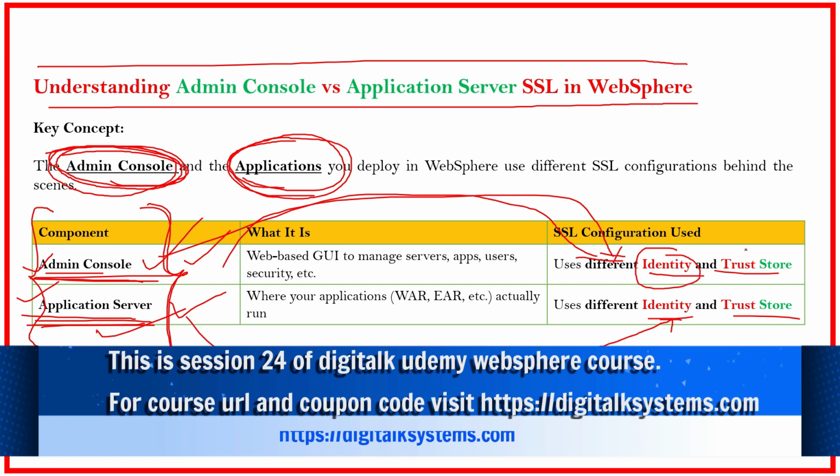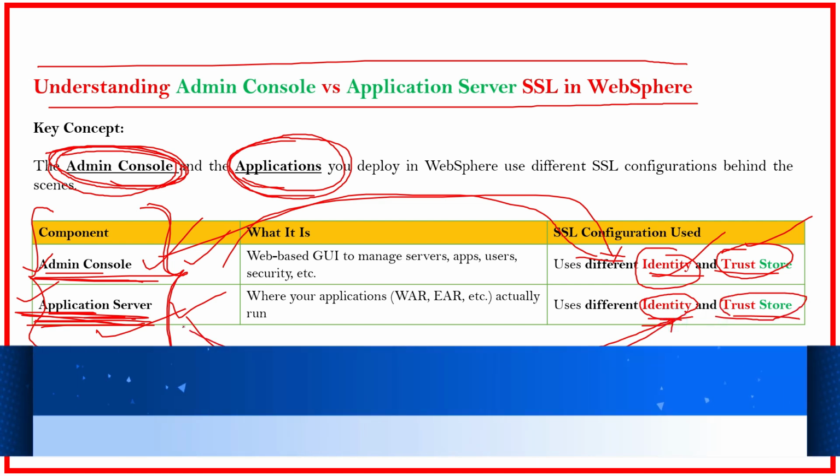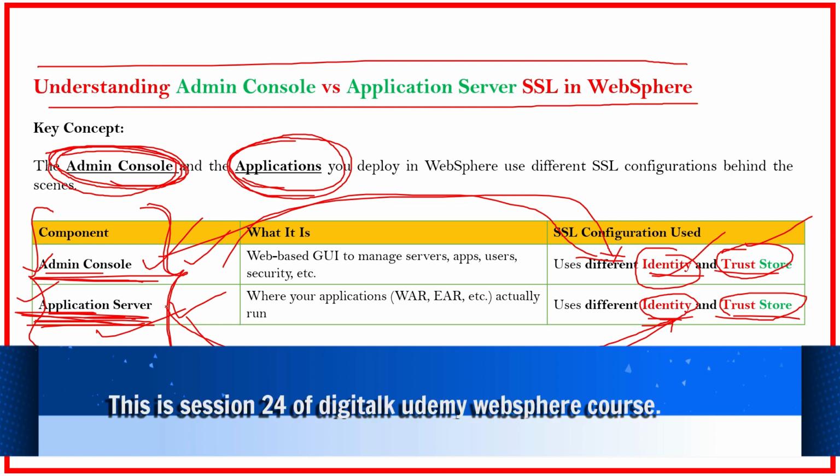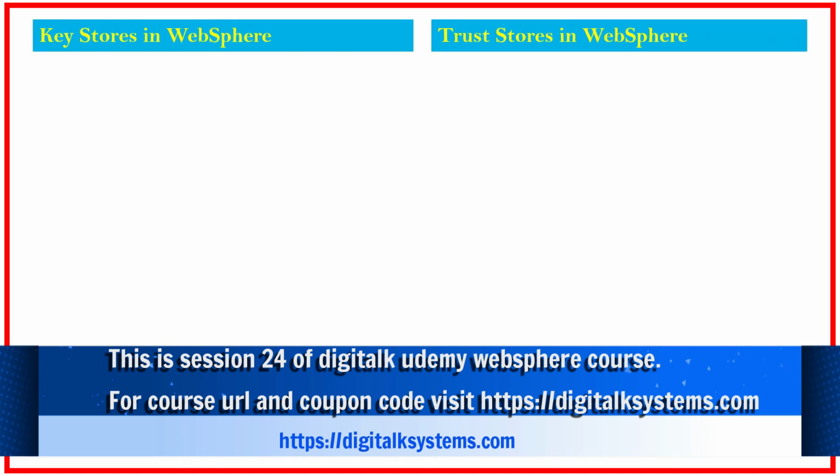Now if you would like to configure SSL for the admin console, then you are going to configure the certificate in your admin identity and trust store. And if you are going to secure the applications, then you have to configure the certificates in your identity and trust store, which is specifically there for the application server. So these are the two different categories for the configurations of the inbound connections in your WebSphere.